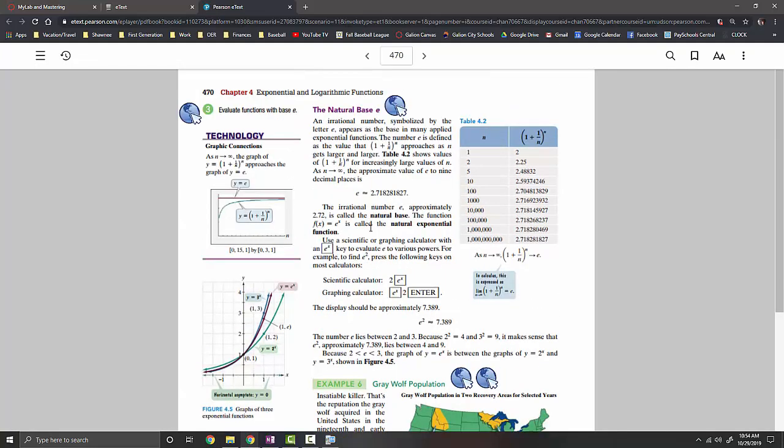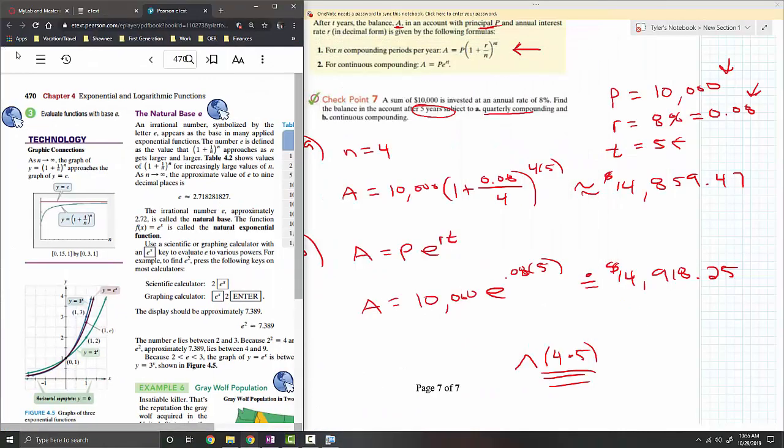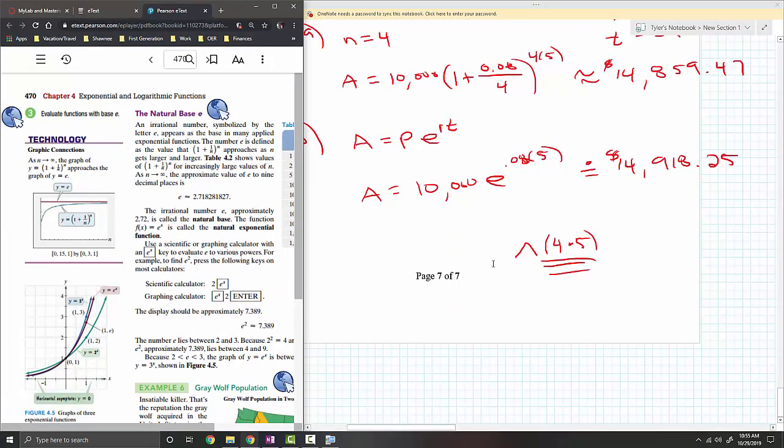All right, so looking at page 470, what I wanted to look at is this technology piece. What it's saying is as n gets greater, as n approaches infinity, the graph of y equals (1 plus 1 over n) to the n is going to approach the graph of y equals e, right? So in other words, another way to state this, let me just get some blank paper here.